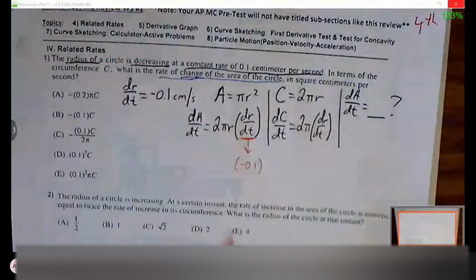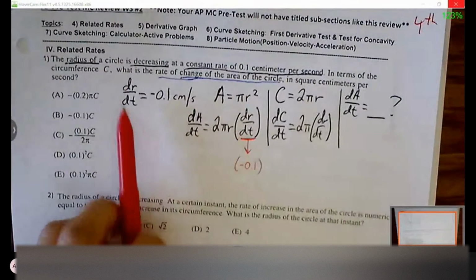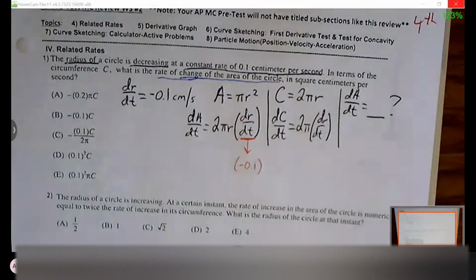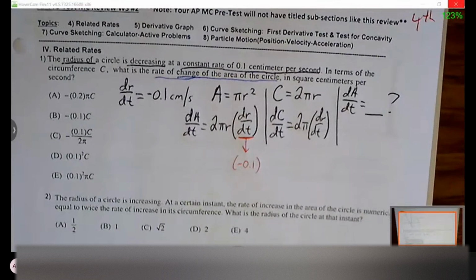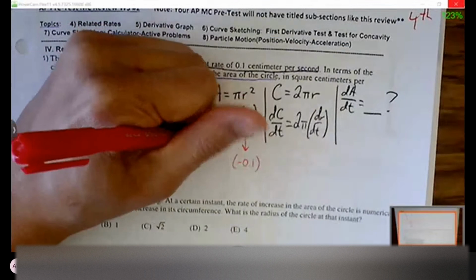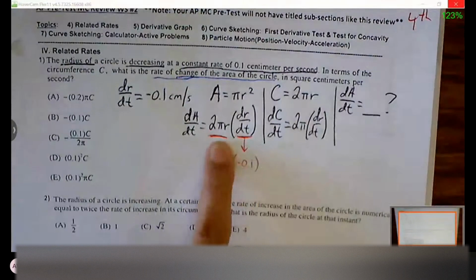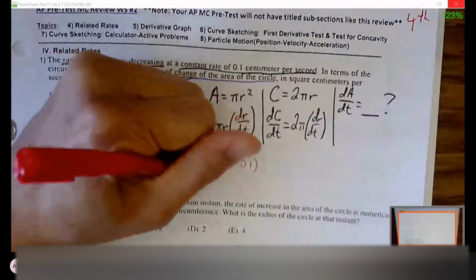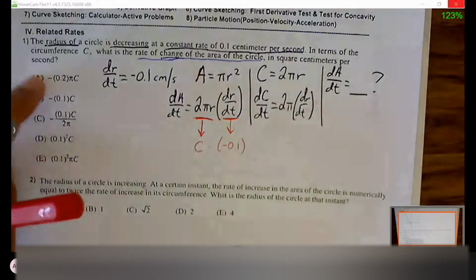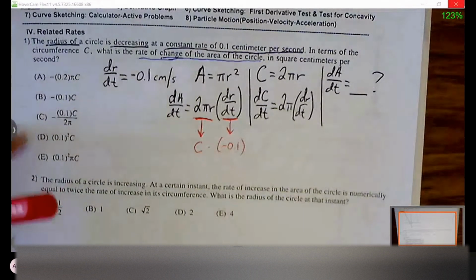And we wanted to match one of our answer choices. I can make some substitutions here. I know that dr dt is that negative 0.1. It says in terms of circumference C, so how can I involve circumference in my answer? What do you know about 2 pi r? Oh, you could just substitute it for C. There we go. That's how we get to our answer there. Circumference is 2 pi r. We just make that substitution, and then it matches the form that our answer choices are in.